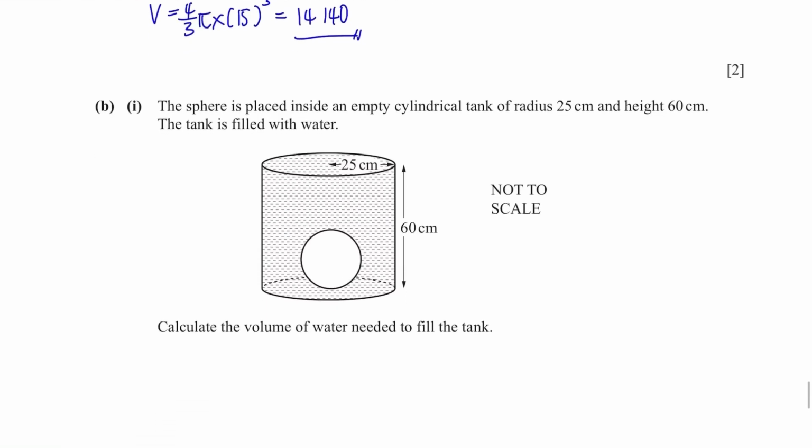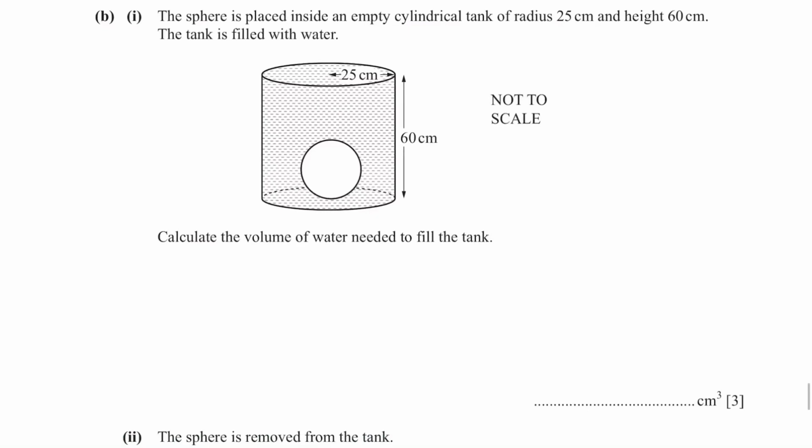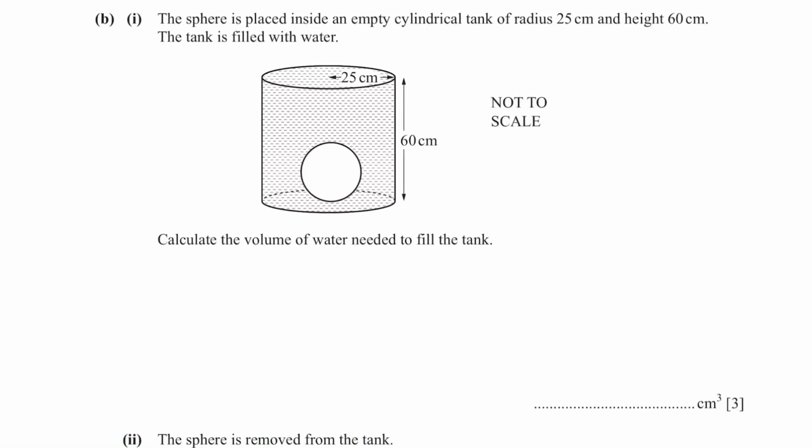Part B. The sphere is placed inside an empty cylindrical tank of radius 25 cm and height of 60 cm. The tank is filled with water. Calculate the volume of water needed to fill the tank. Alright, you will need water to fill up space except where the sphere is located. So subtract the volume of the sphere from the volume of the cylinder.